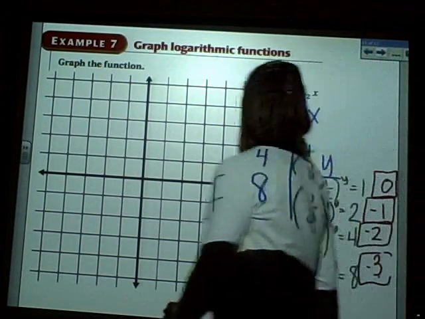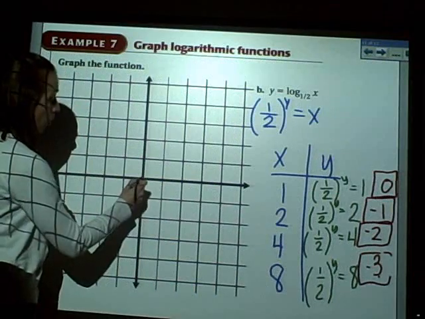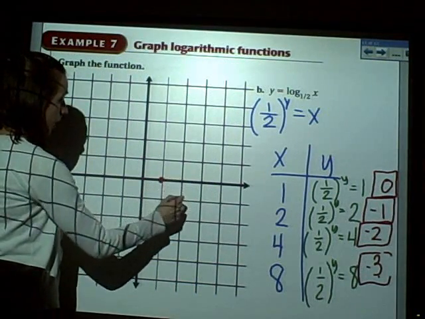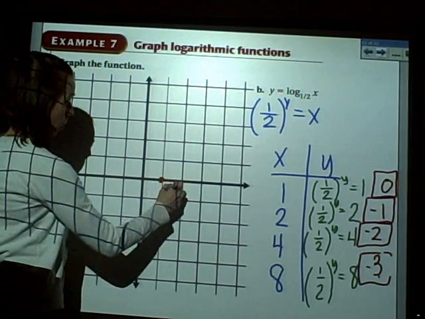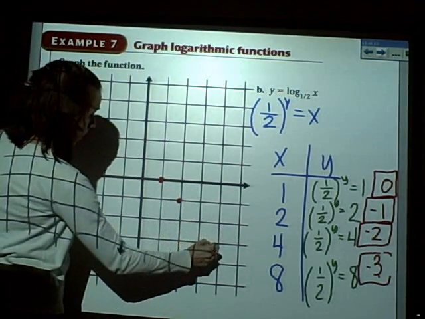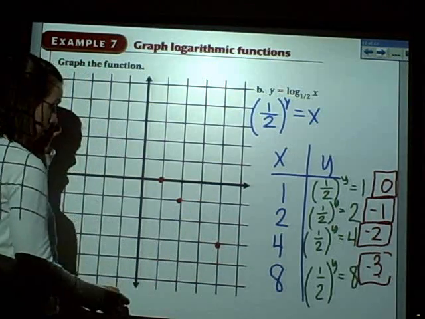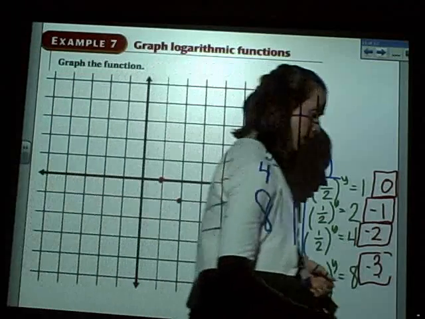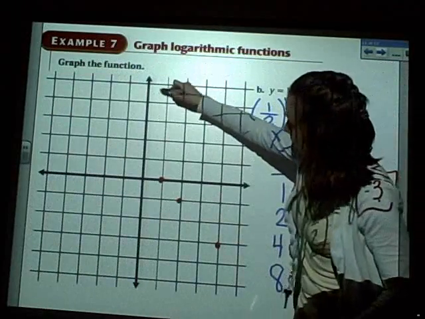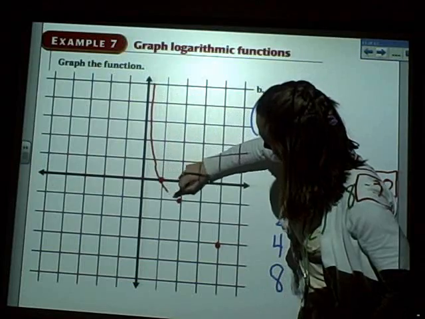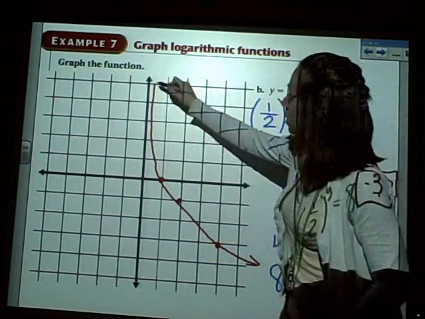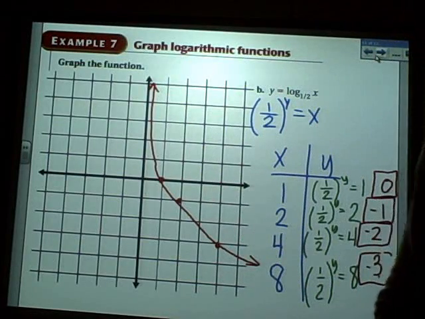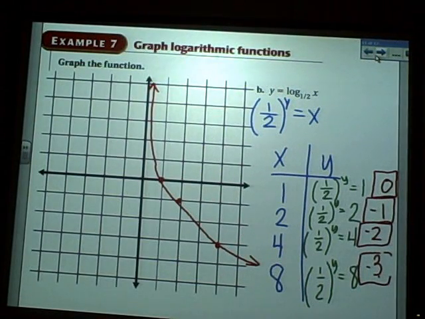Okay, so we would plot those points. We would get 1, 0, 2, -1, 4, -3, and then 8, -3. So here, our curve is actually going to go along this axis here, the other way. And again, that asymptote is still on the y-axis.